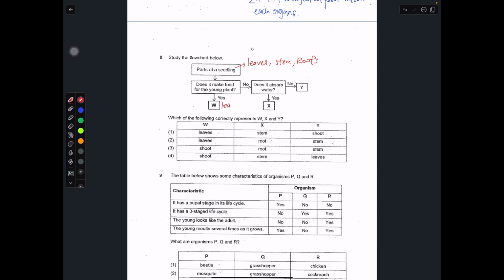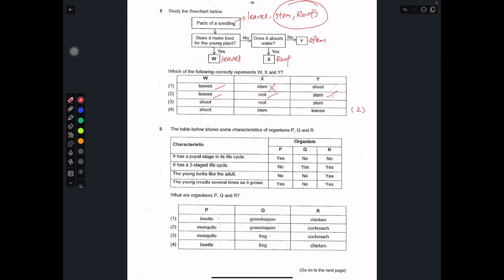If it's yes, then it must be the leaf. If it's no, then it must be the stems and the roots, these 2 parts. Then between these two, X must be your roots, Y must be your stem. So you take a look, these 2 matches, then X will be your roots, this one is no, so the answer naturally will be number 2.